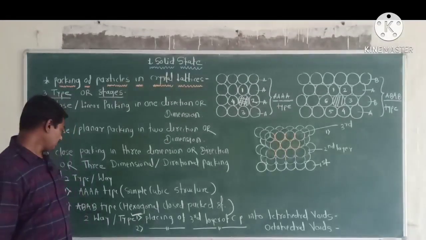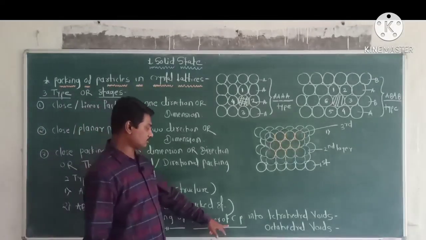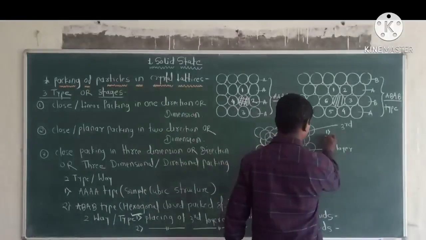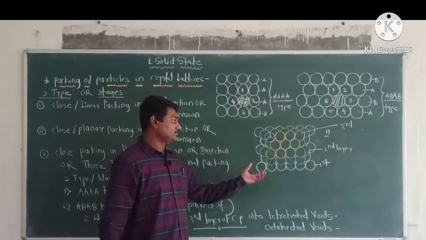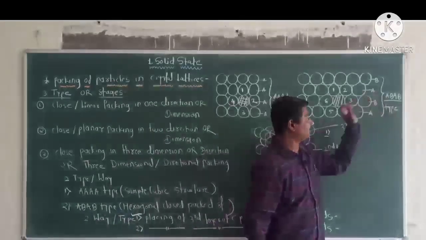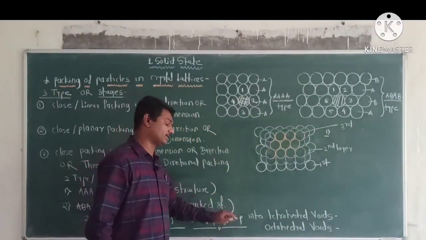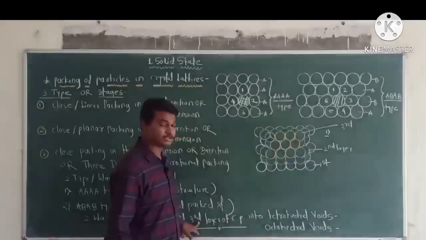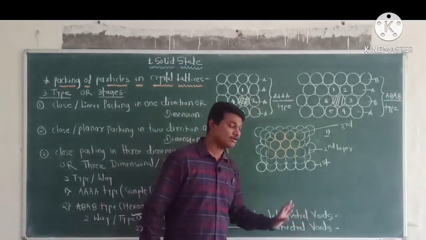Now the second way of AB type is the placing of the third layer of constituent particles into octahedral voids. Now first point. In this packing the third layer of constituent particles is placed over the second layer in such a way that the constituent particles of the third layer are fitted into the octahedral voids.